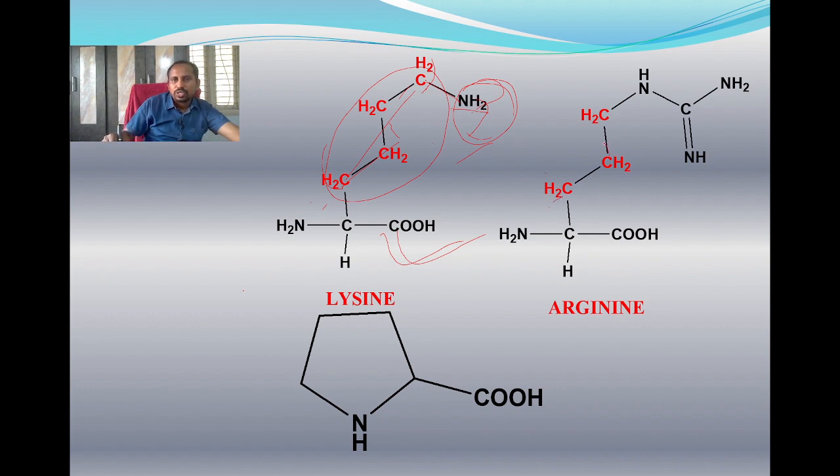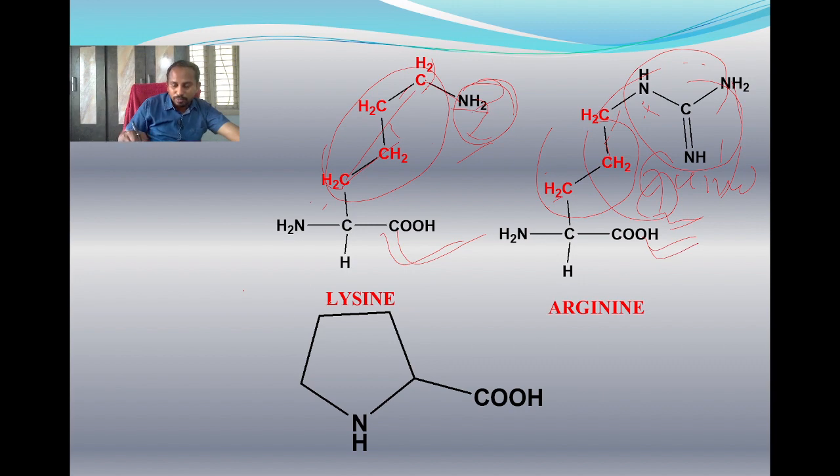Listen, 3 CH2 are there. Then this CH2 is attached to this NH-C guanidine group. This is the guanidine group. The guanidine group is attached, with NH2. So that's why this amino acid is more basic in structure.